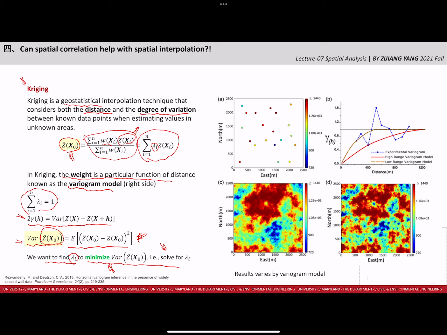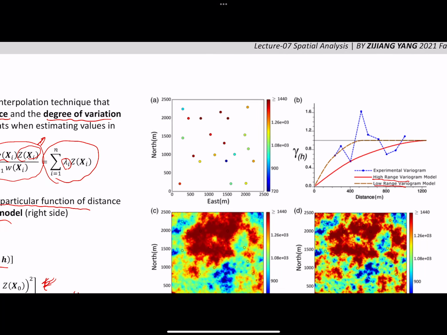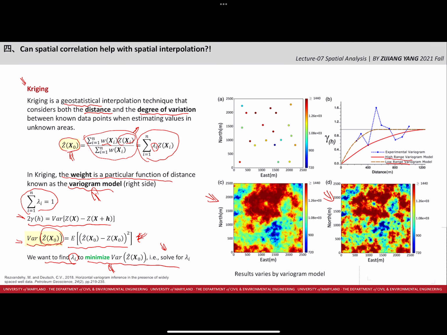Again, we have different variogram models to choose from, and here is an example. We have a high range variogram model and a low range variogram model. In this study, they chose two different models, and we can see we have different interpolation results. For the high range variogram model, the shape is relatively large, but for the low range variogram model, the shape is relatively small. So again, we need to decide which variogram model we are going to use.